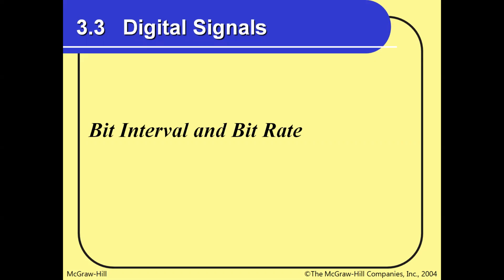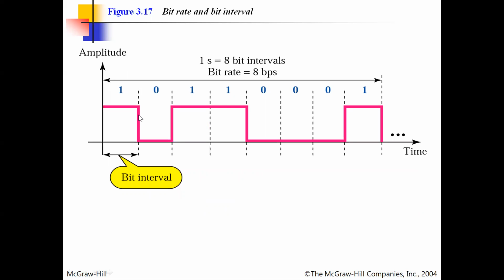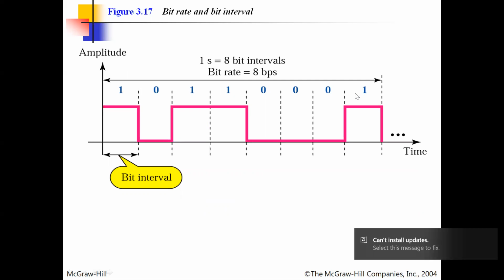Digital signal, bit interval and bit rate. So what is bit interval and bit rate? If we come to this example, this is the bit interval, that means একটা bit complete হতে যে টাইমটা লাগে, that is the bit interval. And what is bit rate? Analog এর মতোই ব্যাপার। You can see this is 1 second. So in 1 second we have 1, 2, 3, 4, 5, 6, 7, 8 bits. So bit rate, which is represented as BPS, bit per second, is 8 bits per second.